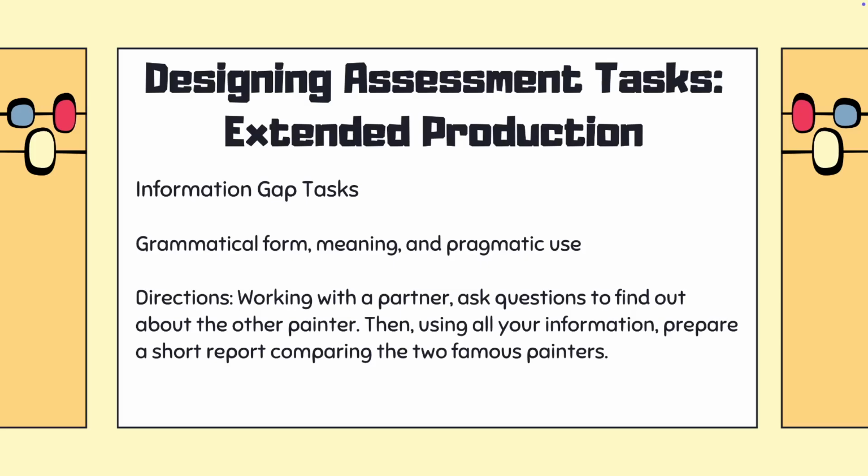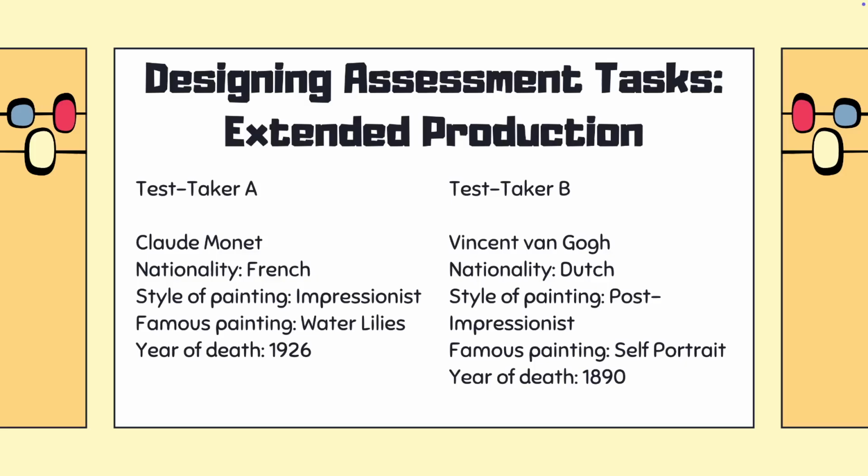So here are the directions of one example. Working with a partner, ask questions to find out about the other painter. Then, using all your information, prepare a short report comparing the two famous painters. So here is the input. Test taker A looks at Claude Monet. Test taker B looks at Van Gogh, and they have their information.